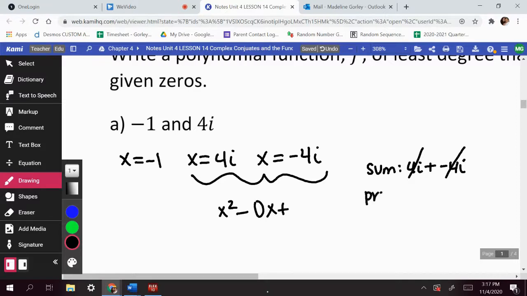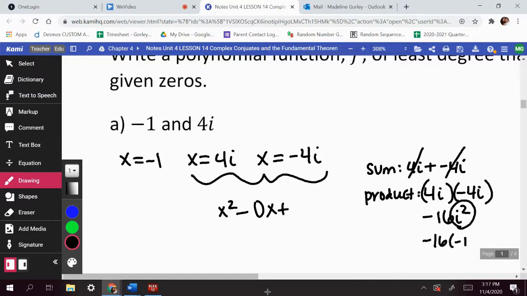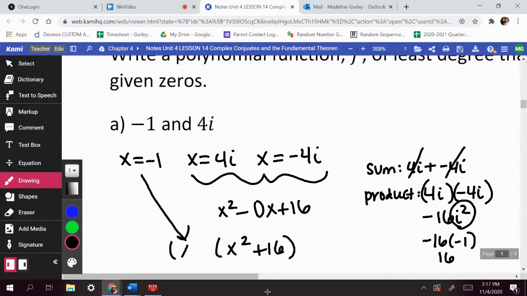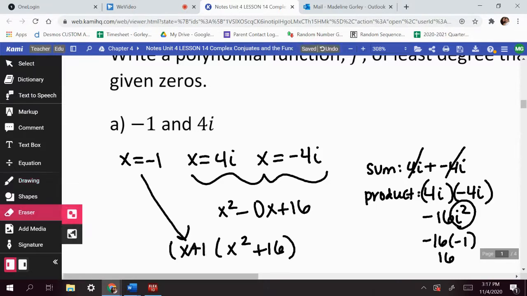Plus, what's my product? If I multiply these together, what would I end up with? That'd be -16i squared. Remember, what's i squared? -1, so positive 16. So my factor is x squared plus 16. And then this would become a factor of x plus 1.